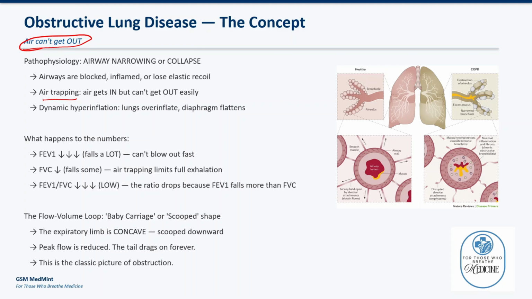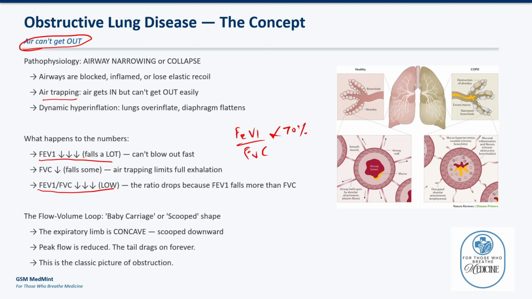So, what happens to the numbers? The FEV1 falls a lot, so the patient cannot blow out fast. The FVC falls some. The air trapping limits how much they can fully exhale, but FEV1 falls more than the FVC. So the FEV1 over FVC ratio drops. It is low, less than 70%. This is the hallmark of obstruction.